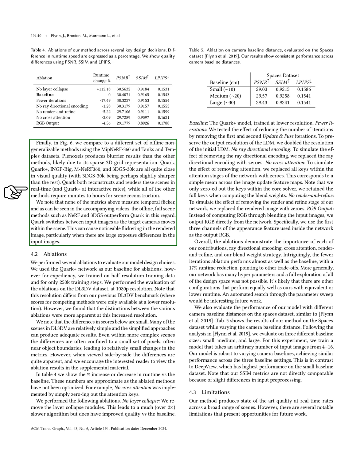We also note that our metrics do not account for temporal flicker, and as shown in our videos, offline methods like NeRF and 3DGS perform better in this aspect. Quark can switch between input images as the target camera moves, which can lead to noticeable flickering, especially with large exposure differences in the input images.